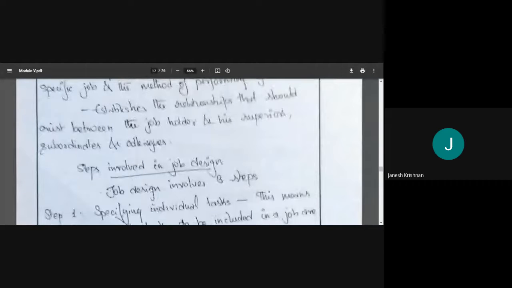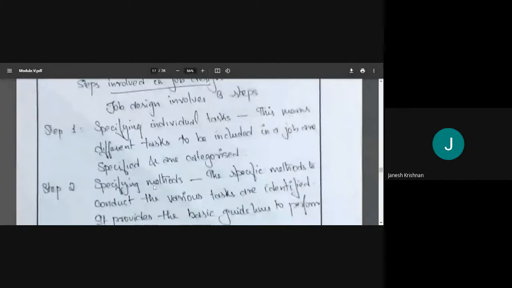Then what are the steps involved in job design? The job design involves three steps, right? The first one is to specify individual tasks. This means different tasks to be included in a job are specified and categorized.